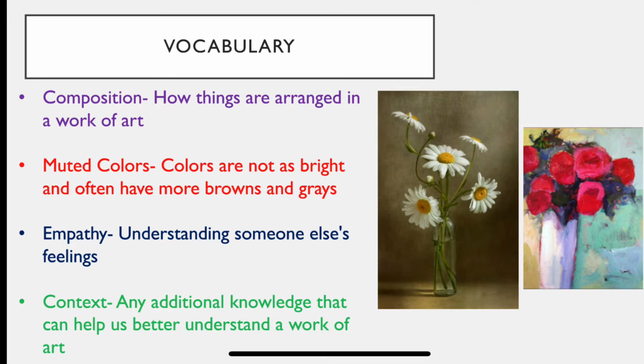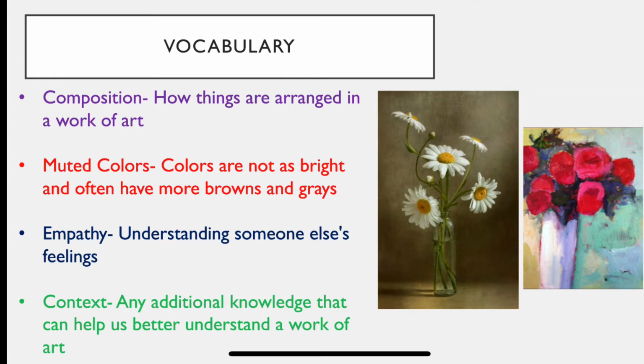Now, I have two paintings on the right of our slide right now. They're both the same thing. They're both flowers, the same content. But can somebody tell me what the difference in composition is? What is different about the composition from the one on the right and the left?